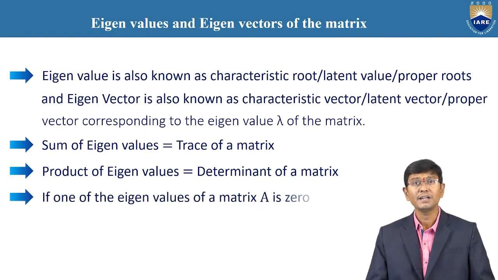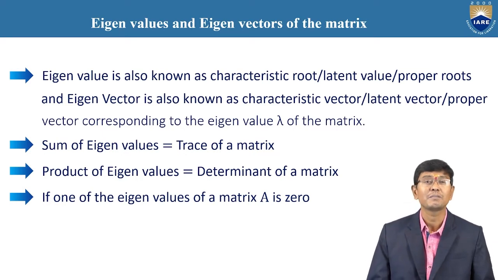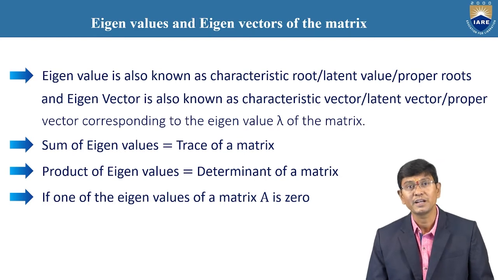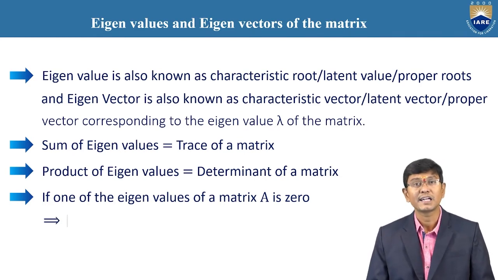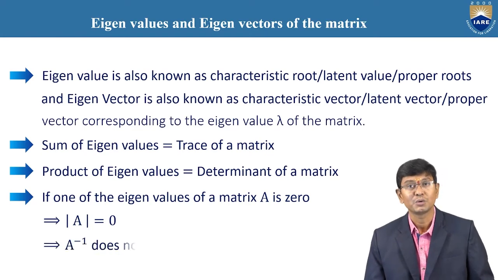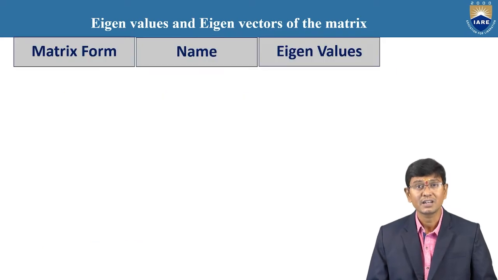Next, we need to find out if one of the eigenvalues of the matrix A is 0. That means, for example, lambda 1, lambda 2, lambda 3, if any one of the eigenvalues is 0, then the matrix is a singular matrix. That is, the determinant of the matrix A is equal to 0, and at that time the inverse of the matrix does not exist.